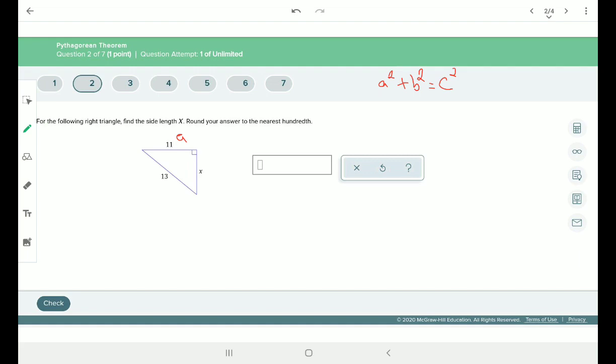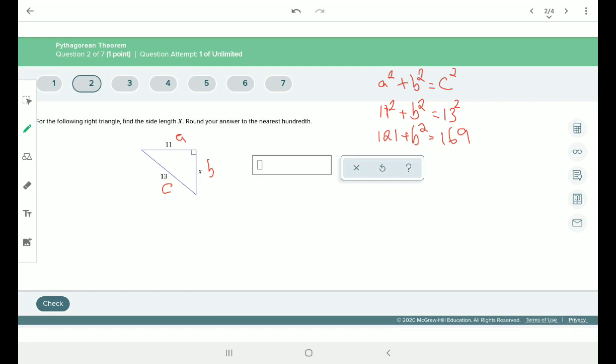All right, so I'm given one of the legs and the hypotenuse, right? So my equation is going to look like 11 squared, because I'm going to plug in 11 for A. So 11 squared plus B squared, I don't know my other leg, equals C squared, and I know that C is 13. So now I can start to solve. I know 11 squared is 121 plus B squared equals 13 squared, which I know is 169.